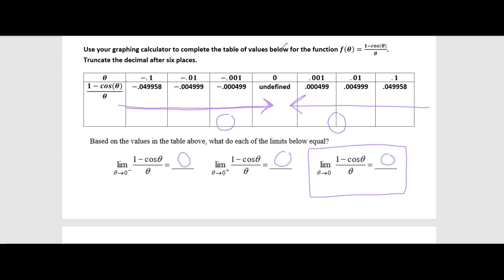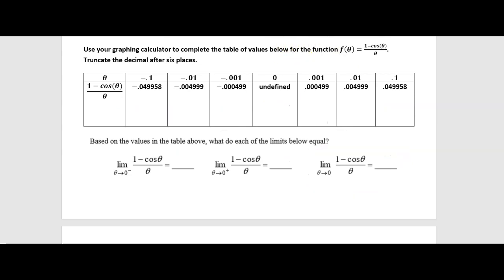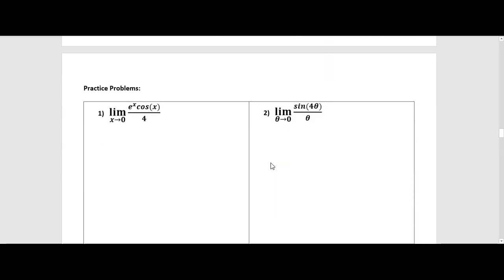The three limits that we boxed in purple, I would encourage you to keep those handy as we move forward, because those are tools in our toolbox for us to be able to simplify more complicated limits down the road. Let's clear this and let's get to some practice problems.